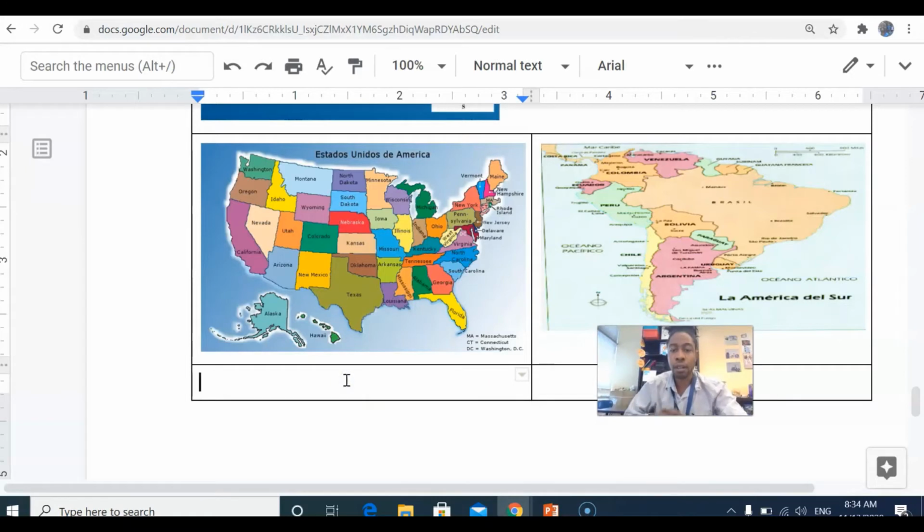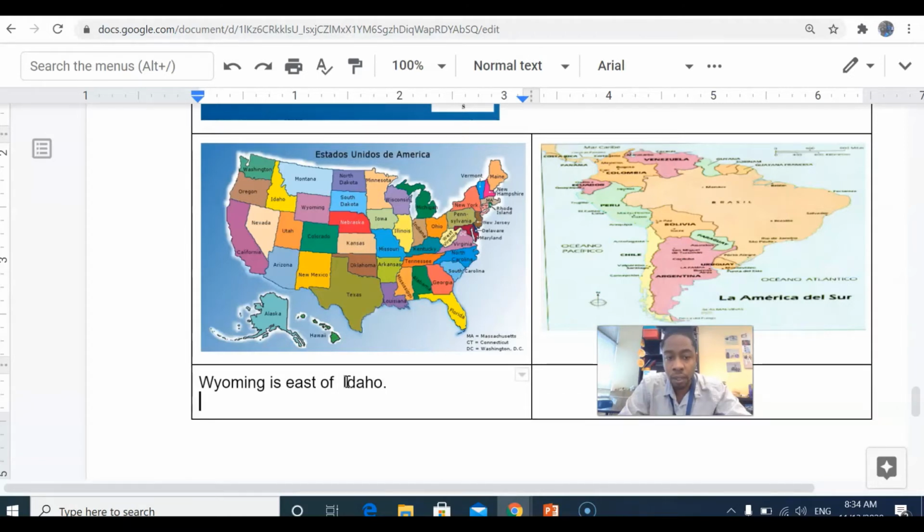So we'll start here. We're going to start with Wyoming. It's got a lot of states around it. So if I were talking about Wyoming, then I would start by saying Wyoming is east of Idaho. Wyoming is west of Nebraska.